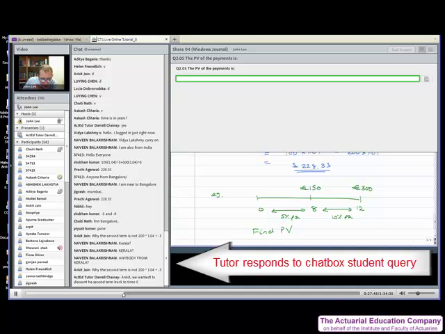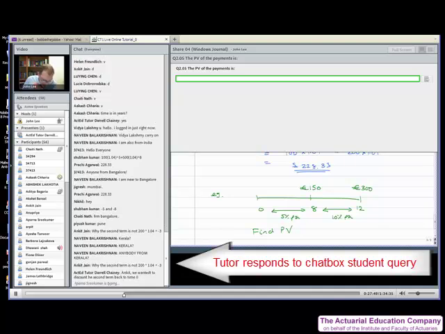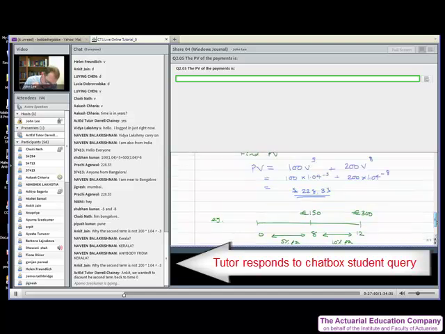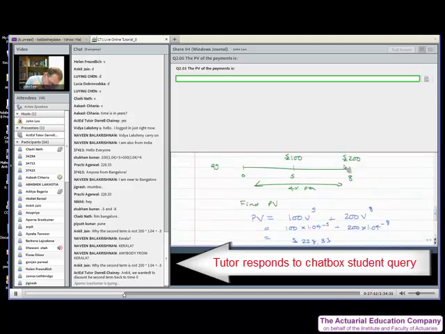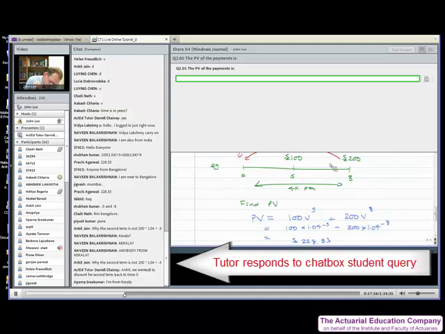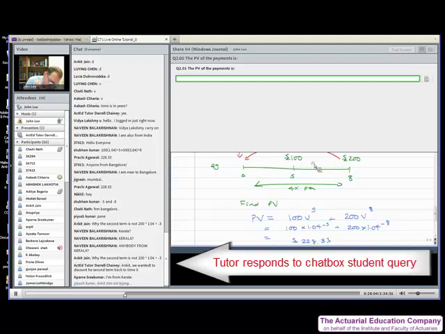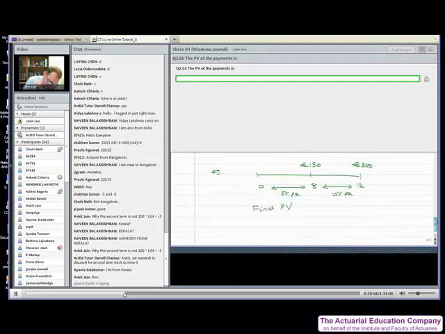Why is the second term not 200 times 1.5 to the minus 3? Ankit, it's because we're discounting to time 0. So, forgive me, the present value is at time 0. So it needs to go all the way back to time 0. If you just do minus 3, that would only take you back to here, which isn't the present value. The present value is at the present time, at time 0.